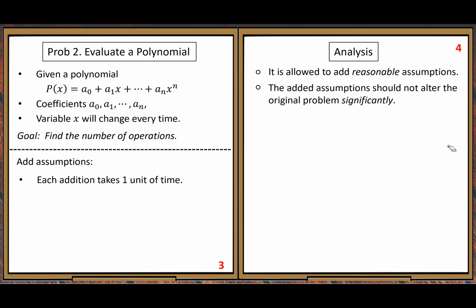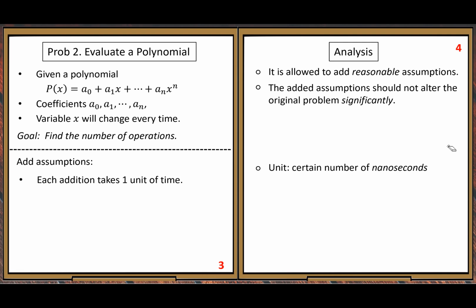Everyone of you here knows multiplication is much slower than addition in general in a computer. When a computer does a multiplication, it is much slower than addition. But how much slower? We need to know that ratio.